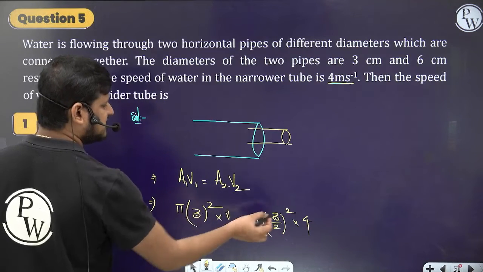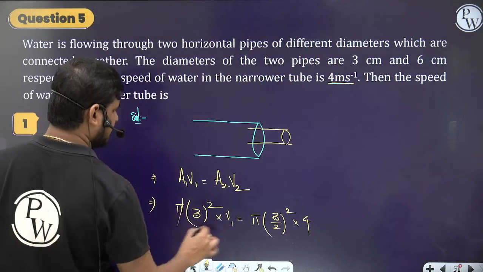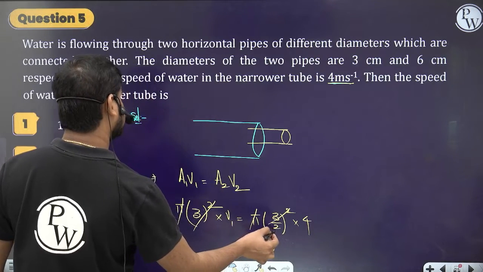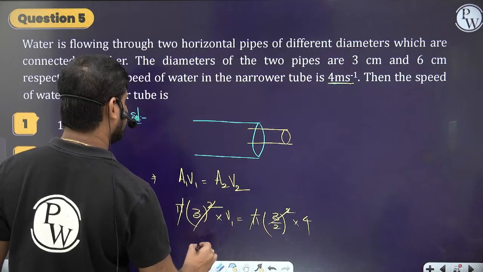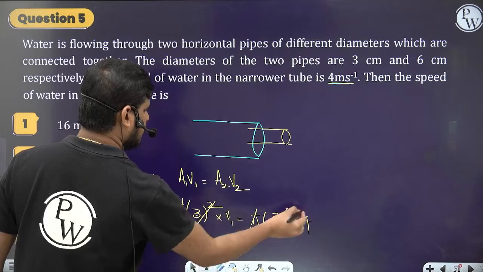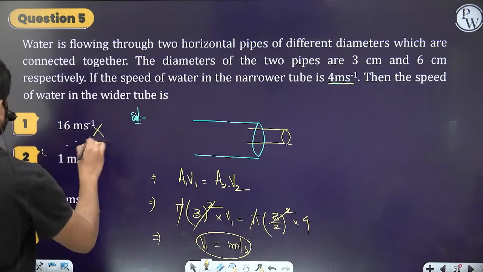Here centimeter gets cancelled, centimeter square gets cancelled, don't worry. So here pi gets cancelled, so here 3 square gets cancelled. Send this 2 square, 4, to this side, so 4 gets cancelled, and we get 1 meter per second. Simple calculations. So we have got 1 meter per second.